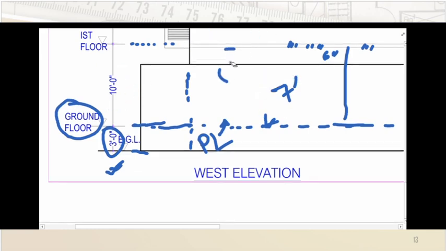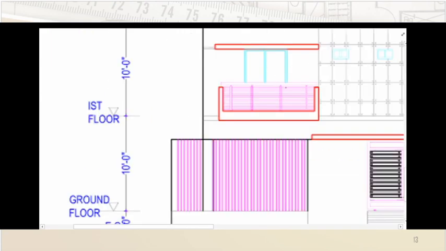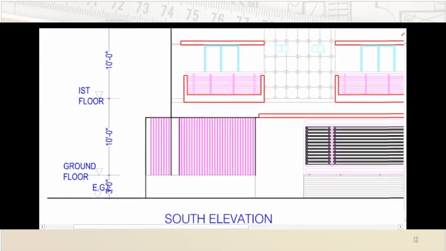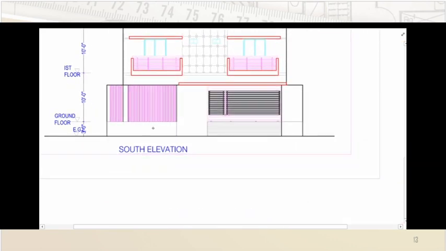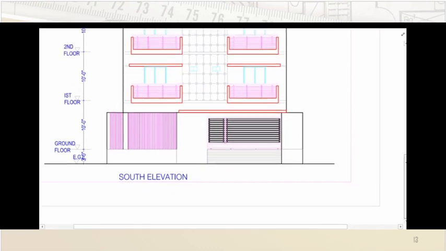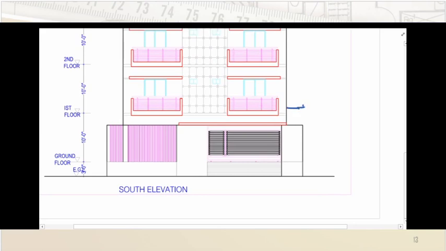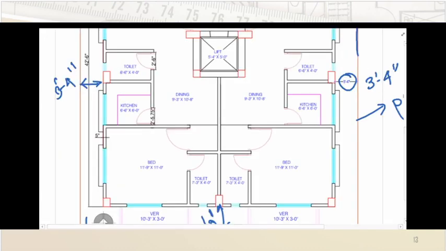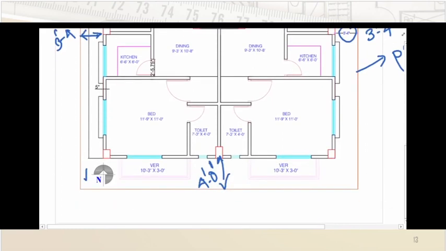So let's move to the next elevation view, that will be the south elevation. So this is the south elevation. Similarly, this is the boundary wall. If we say, this time this will be 3 feet 4 inch. South elevation. You can again see south elevation.